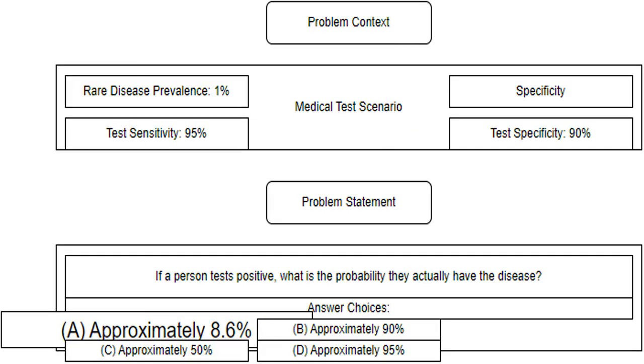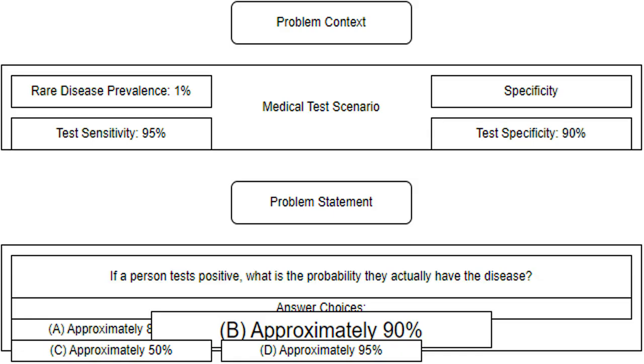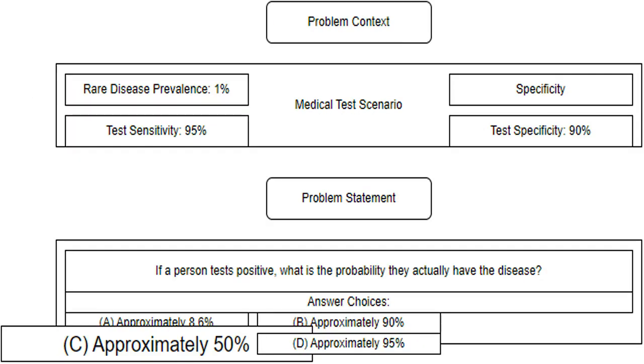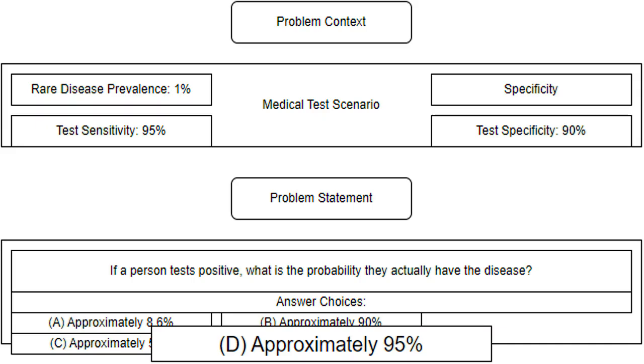Answer choice A is 8.6%. Answer choice B is 90%. Answer choice C is 50%. Answer choice D is 95%.